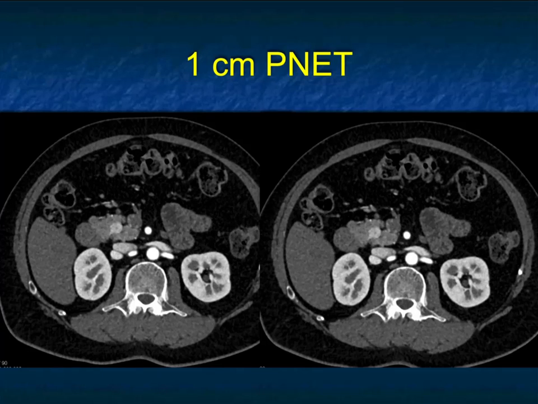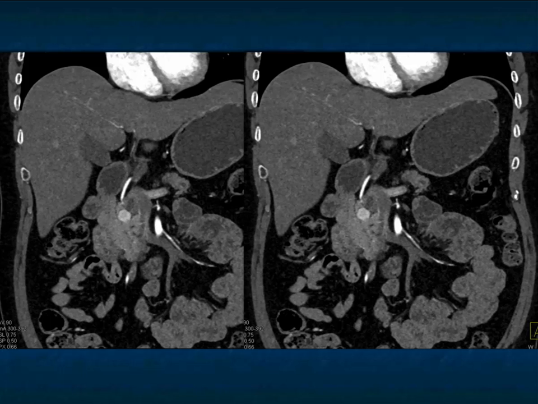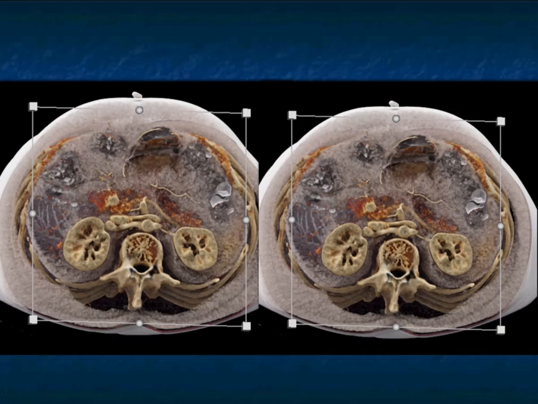Another case, here's a patient with a vascular lesion in the head of the pancreas. When you have vascular lesions in the pancreas, they're typically neuroendocrine tumors. The only exception, perhaps, is metastasis like a renal cell, and here the kidneys look good. Here's the coronal view, very nicely showing that 1 centimeter lesion. And here it is with a cinematic rendering.